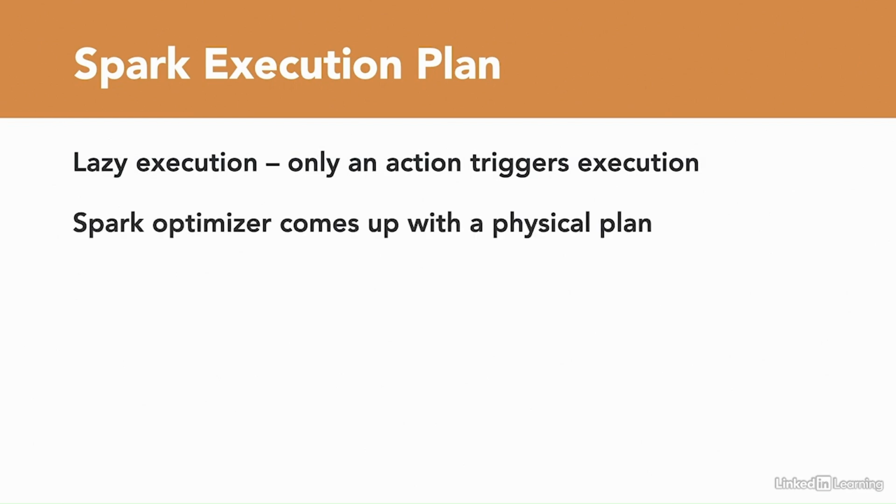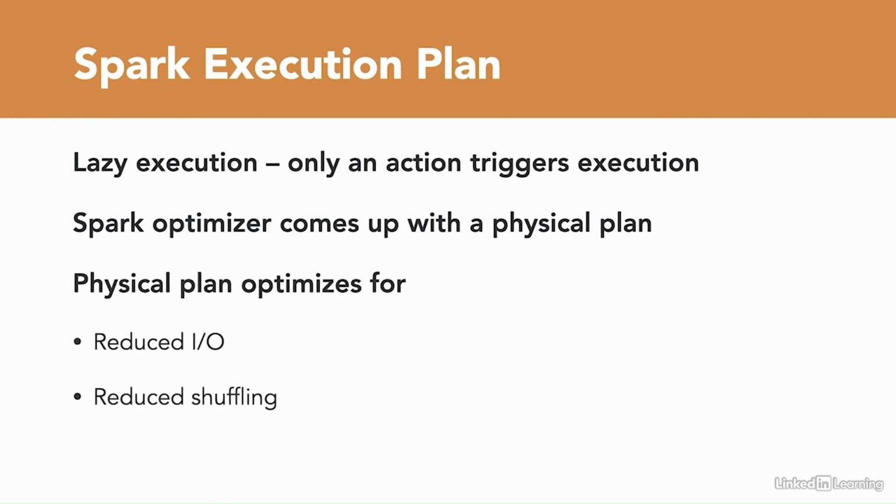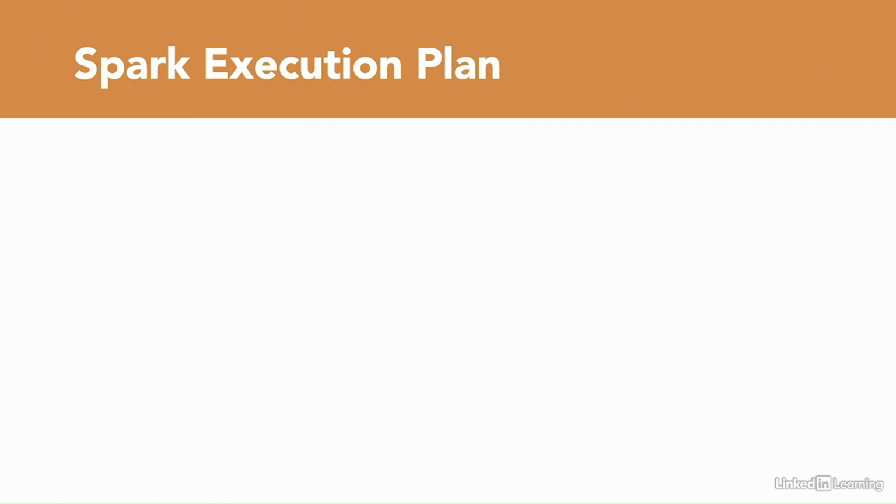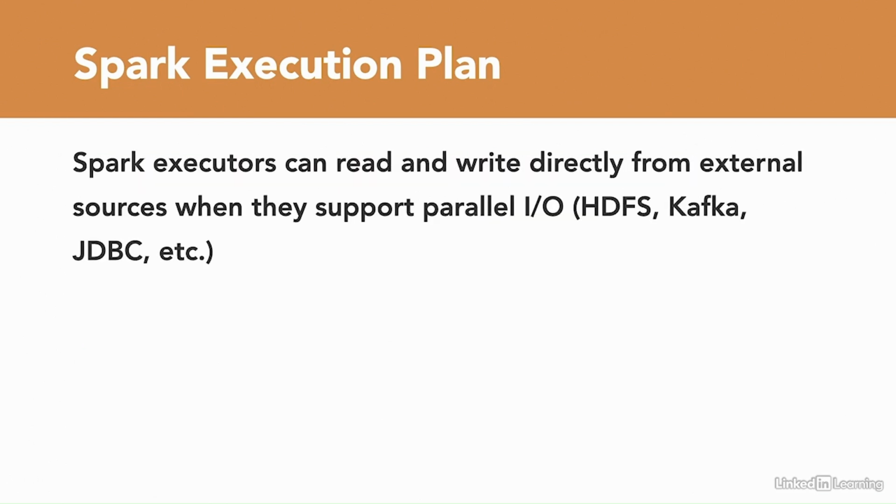At this point, the optimizer kicks in and analyzes all the previous steps required to achieve this action. It then comes up with a physical execution plan. The optimizer looks for reducing I/O, shuffling, and memory usage. If the data sources can support parallel I/O, then Spark accesses them directly from the executor and parallelizes these operations. This provides improved performance and reduces memory requirements on the driver.